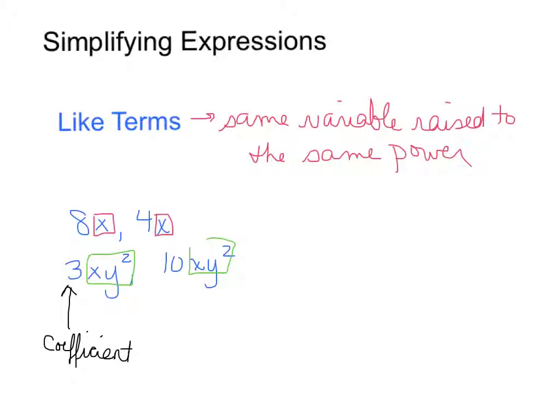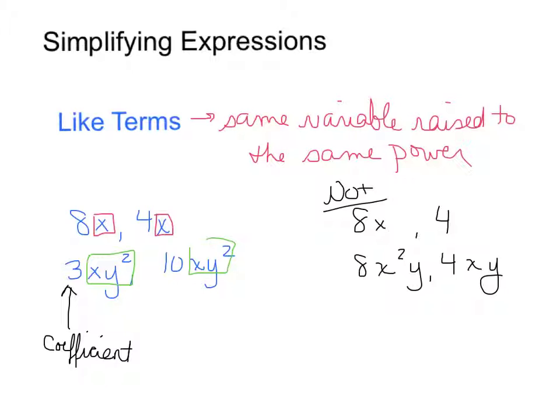So for example, here I would have 8 x's and 4 x's. Here I would have 3 xy squareds and 10 xy squareds. Now 8x and 4 would not be like terms because the 8 has an x with it, it's 8 x's, where the 4 is just by itself. Similarly, 8x squared y and 4xy would not be like terms because what I have here and here do not match up exactly because of the square term.